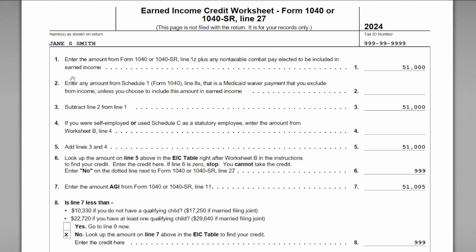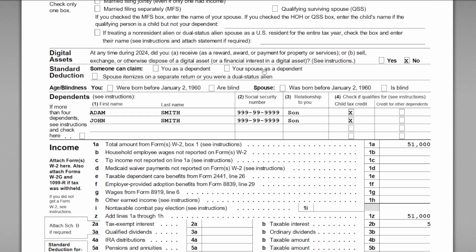So line 1, enter the amount from the 1040, line 1Z, plus any non-taxable combat pay that's elected to be included in your income. So the non-taxable combat pay is excluded from income for soldiers that receive this kind of wages. Now, because it's exempt from income, it's not taxable, and so if they want it to be included, they can make an election to include it for these purposes. But in this case, it doesn't apply to us. So Jane Smith is just reporting the $51,000 that she has up here on line 1Z.